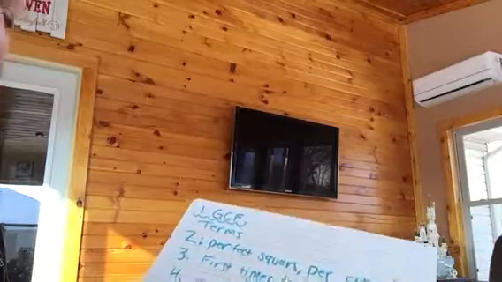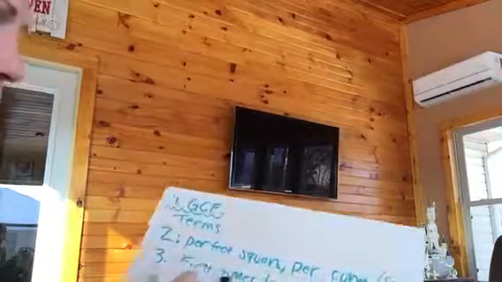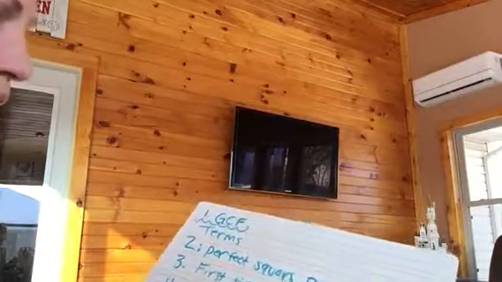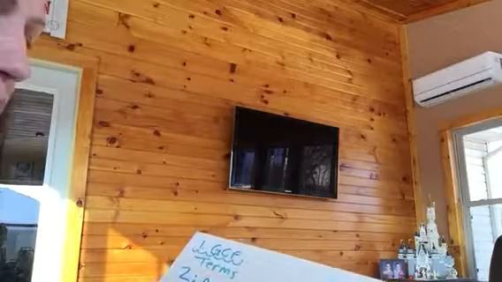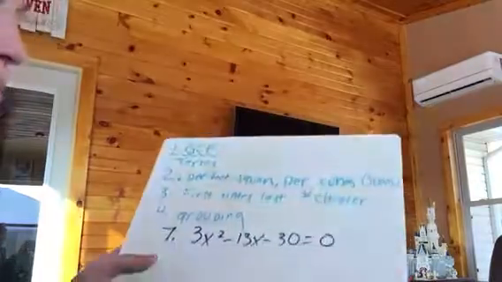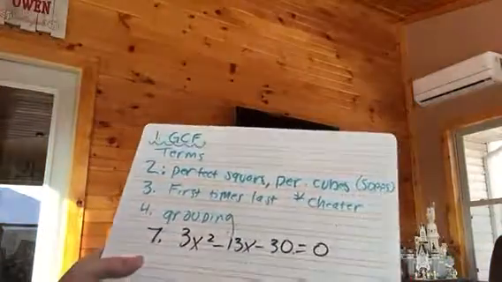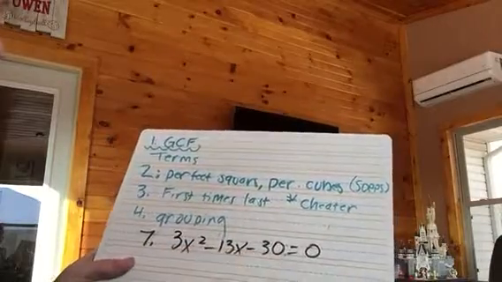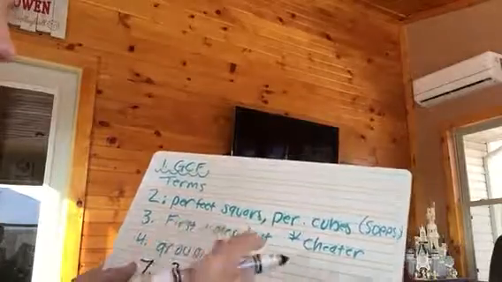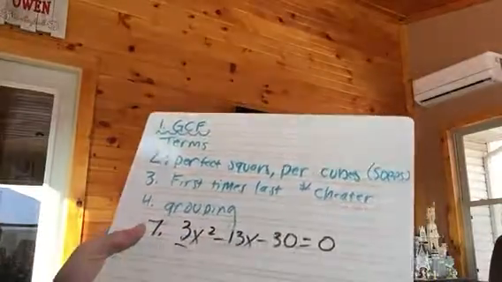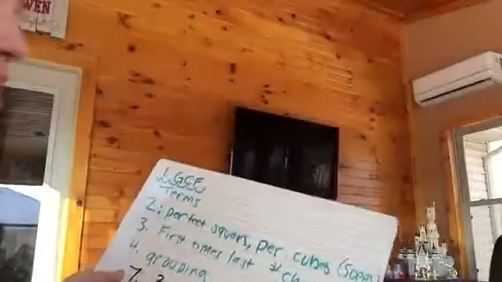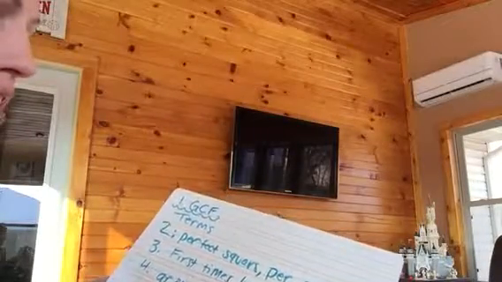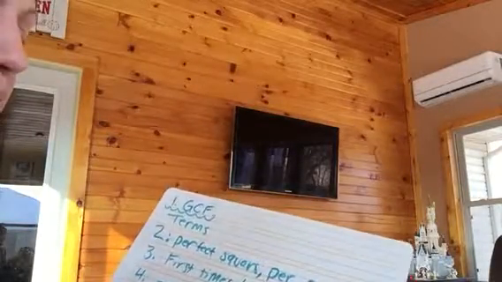Okay. Let's move on to number 7. Number 7, we have 3x squared minus 13x minus 30 is equal to 0. Okay. Everything is on the left side of the equation, so we're good there. We have 1, 2, 3 terms with no GCF. Okay. So we are on to our first times last. This one I cannot cheat because I have the 3 in front. So I have first times last. I have factors of negative 90 that add up to negative 13.